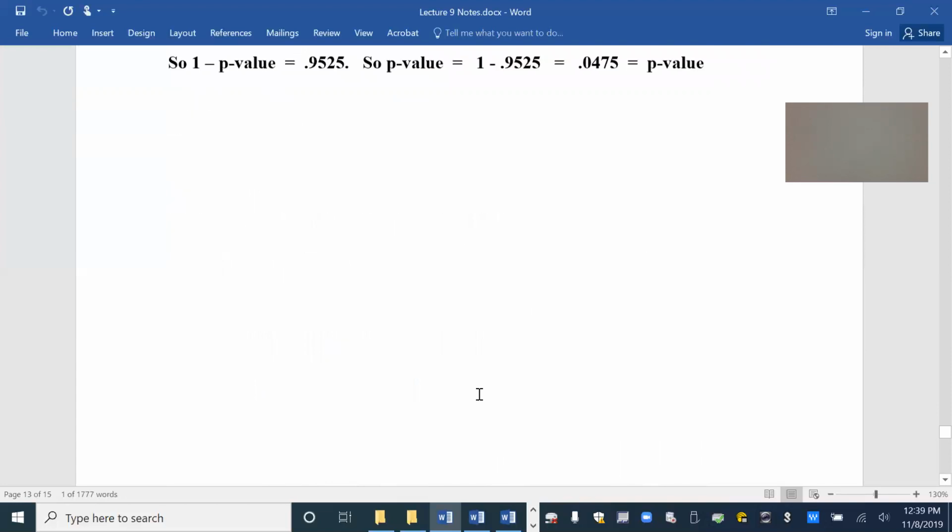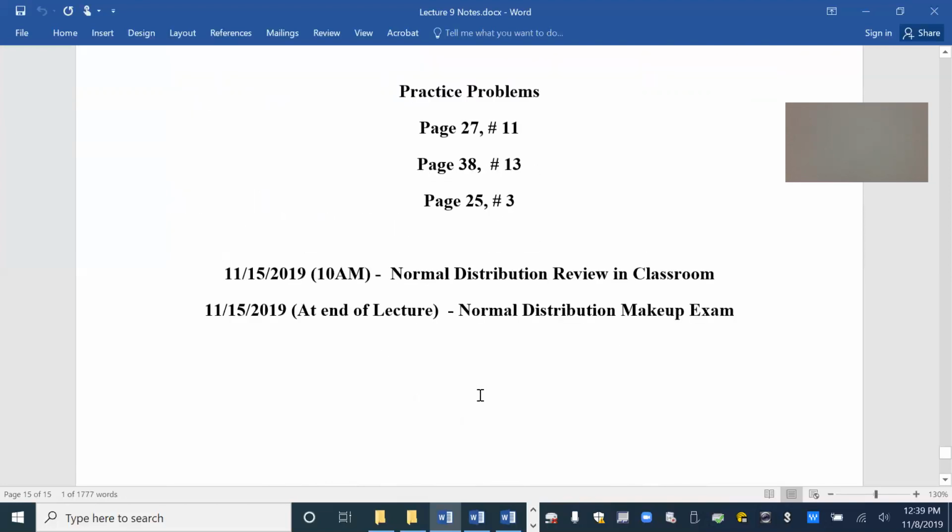Practice problems are page 27, number 11, 38, number 13, 25, number 3.